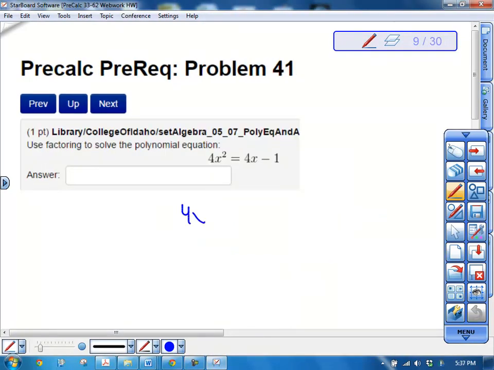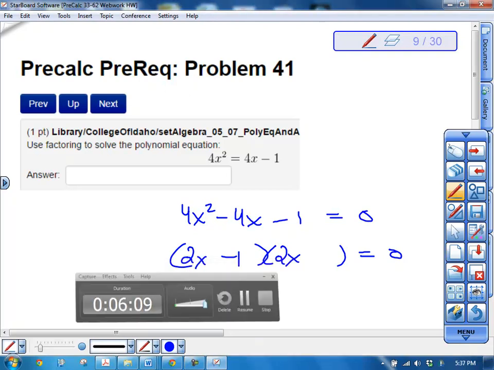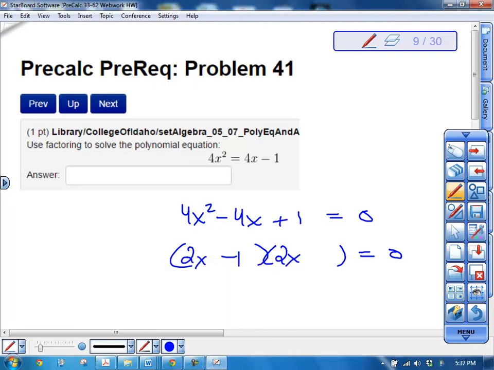Next problem wants to use factoring to solve this, so I'm going to move this over to the other side, and I'm going to try to factor it and do what they say, because keep in mind that I want to show work the proper way on a test. So this would be 2x, this would be 2x, this would be negative 1, and positive. I'm sorry, when I move this over, this should have been positive 1. So it's a perfect square trinomial, and I can solve by factoring, and then I want to enter in x equals 1/2.